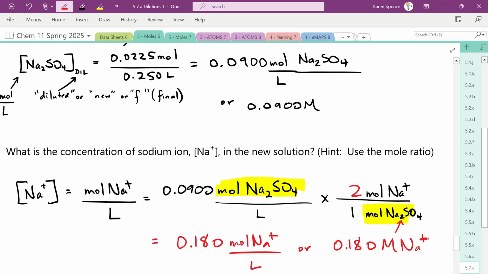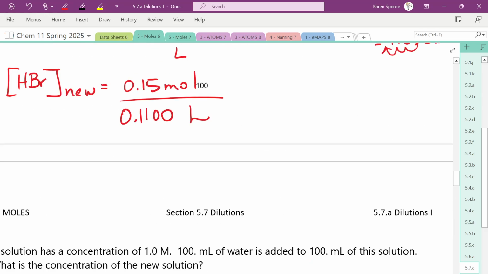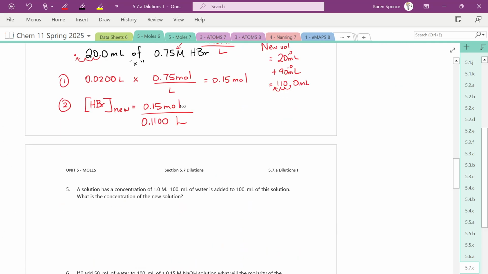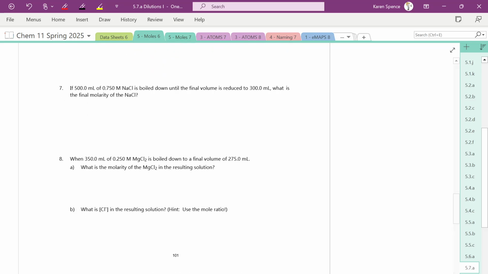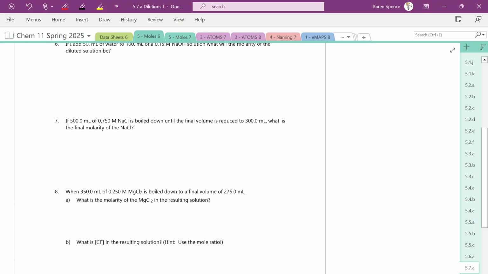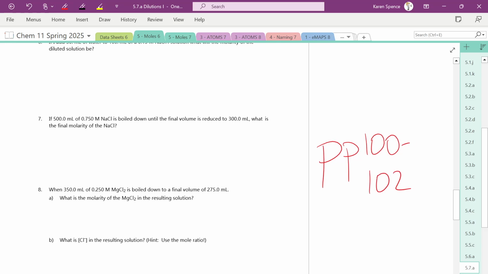Now, on Thursday's test, you are expected to be able to do these dilution problems. So if you have not yet done them, what you are going to do is from page 100, page 101, page 102, you are going to complete those.